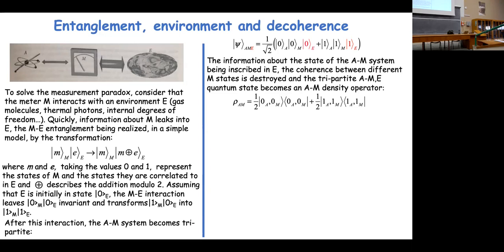And so now you see what you have to do. You have to trace over the environment, because one never looks at the environment. And when you trace over the environment, you find that the density operator of the A plus M system is a sum of two terms, and you don't have any coherence anymore. You have a projector on the state 0A, 0M, plus the projector on the state 1A, 1M. So the only thing we can say is that with probability 1/2, we'll find one result, and with probability 1/2 the other, but you don't have any coherence anymore left between the two.